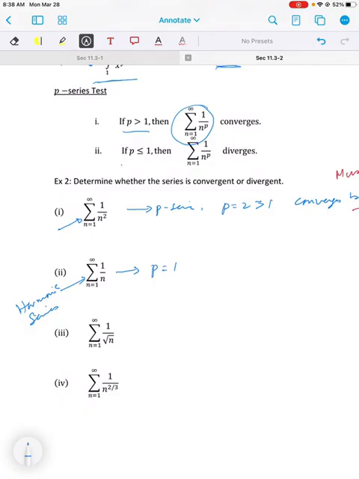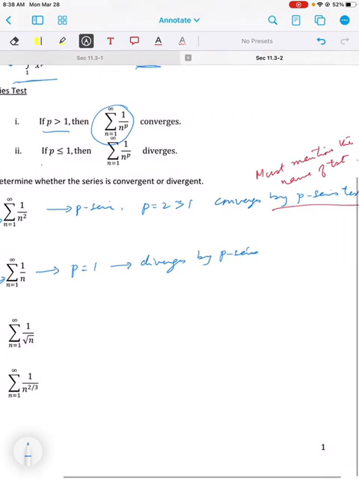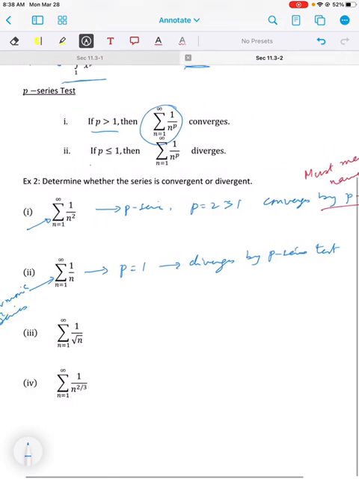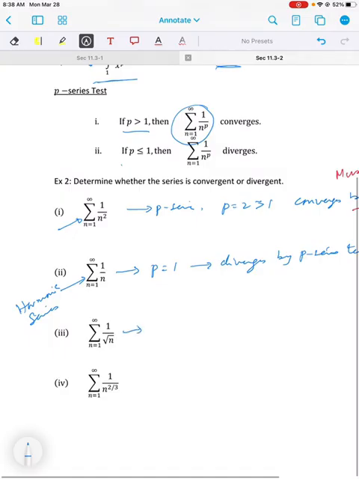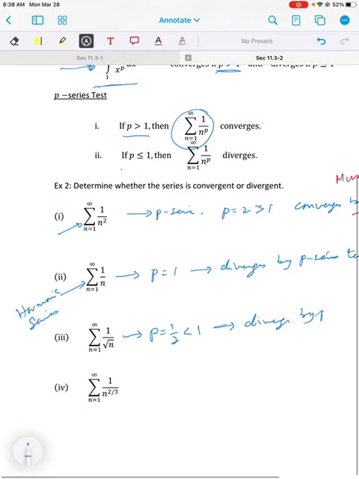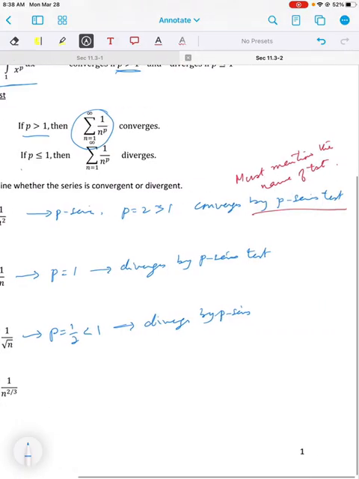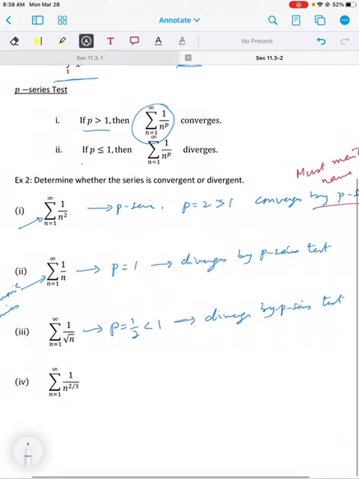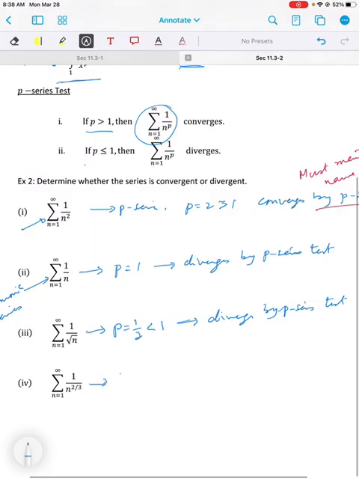So you can say p is equal to 1. So this diverges by p-series test. So we are not performing any action, we are just stating what p is. So in this case, p is 1/2, which is less than 1. So this again diverges by p-series test. So if you notice here, this is a very simple thing.